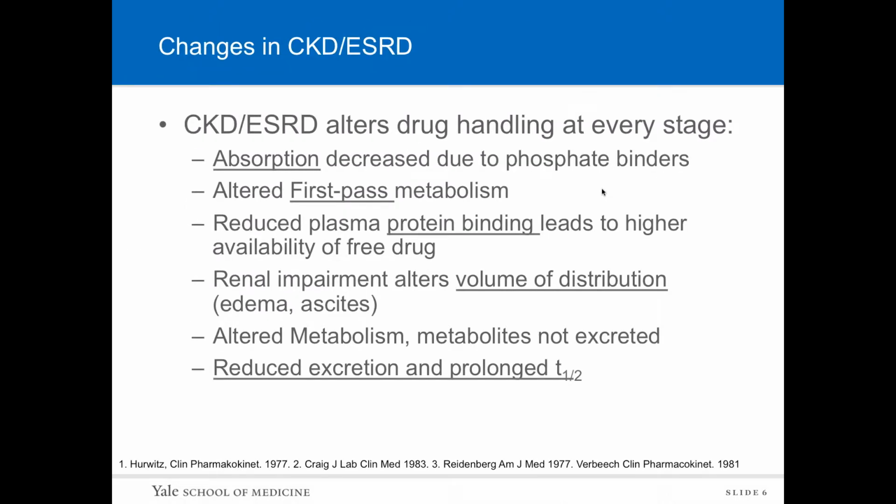The second point is the changes that happen to drug handling in chronic kidney disease and end-stage renal disease. The absorption is different because most of these patients are on phosphate binders, which bind a lot of drugs. There's alteration in the first-pass metabolism. There is reduced plasma protein binding, which leads to higher availability of the free drug. There's alteration in volume of distribution. There's altered metabolism. The metabolites are not excreted. And finally, the one we think about most commonly is reduced excretion and prolonged half-life.